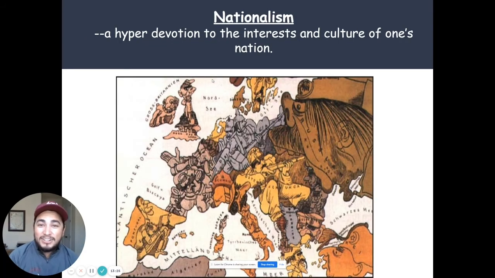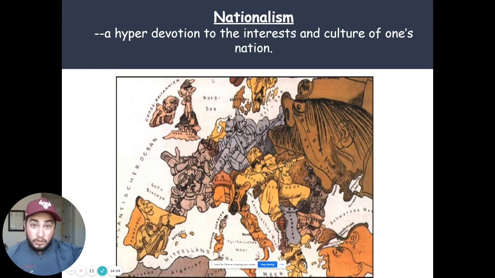Our next definition is nationalism. So we did militarism, alliances, imperialism, and now we're on nationalism. Now, how does nationalism add to this? Well, what we need to know about nationalism is it's a hyper devotion to the interests and culture of one's nation. So nationalism is like someone who's very patriotic, who has lots of pride for their country, so devoted to their country that it's not just like being a good citizen. It's next level. You're willing to die for your country.